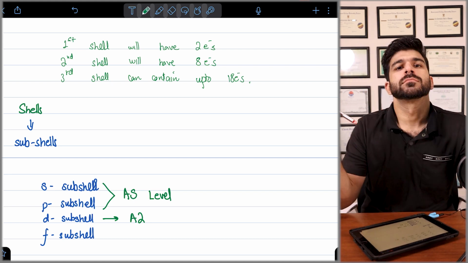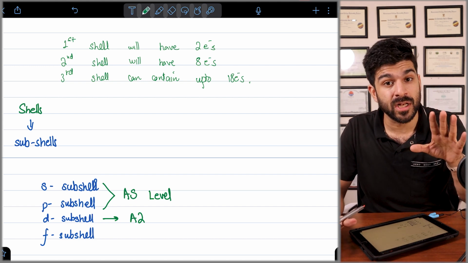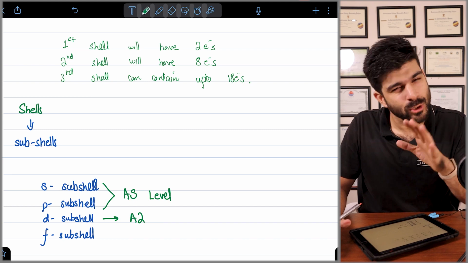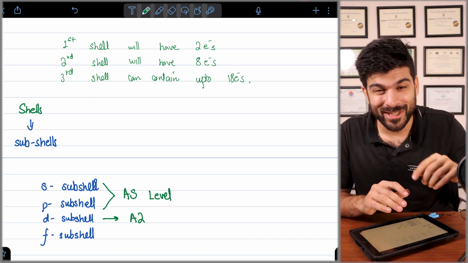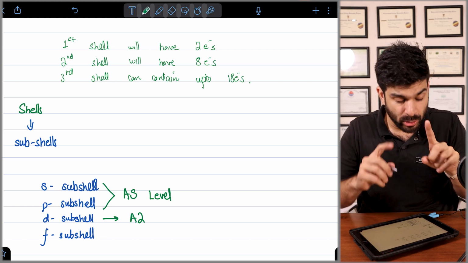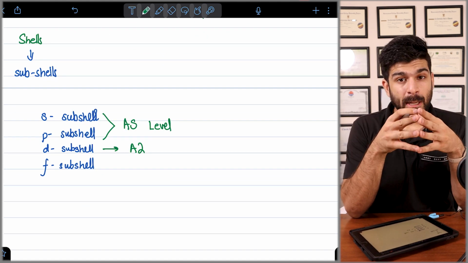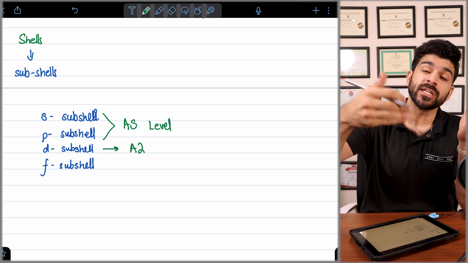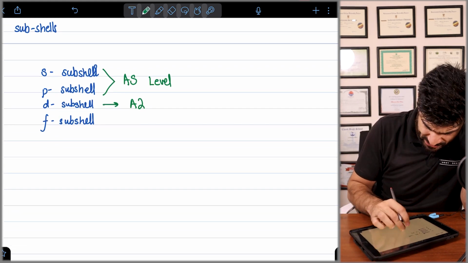And F, I had studied about the F subshell when I was doing MPhil. So that's a long journey. If you want to pursue chemistry, only then you'll be studying about the F subshell. But today, we're only going to talk about the S and P subshell. So first, these subshells, obviously, they further contain electrons. Now, talking about the S and P subshell.